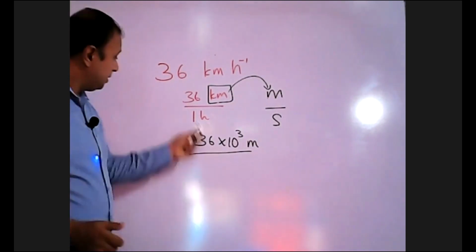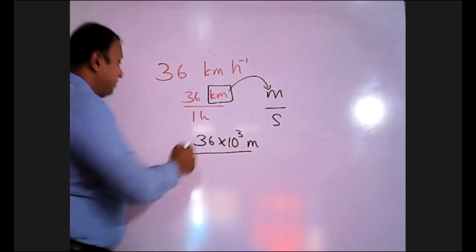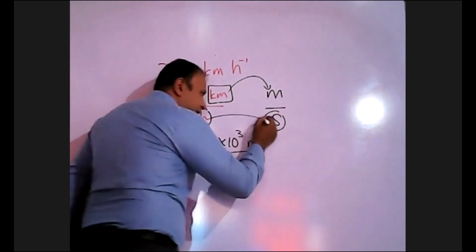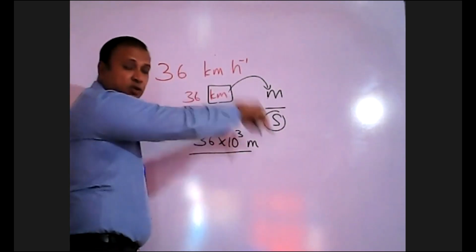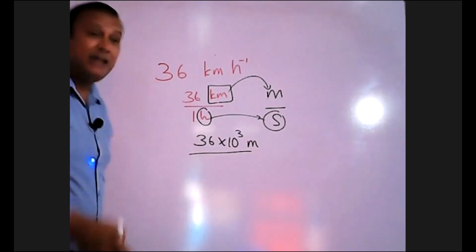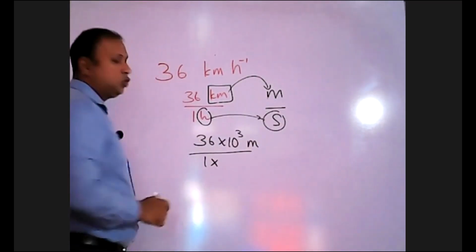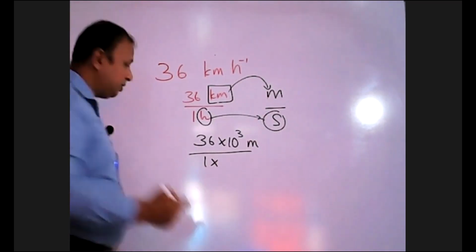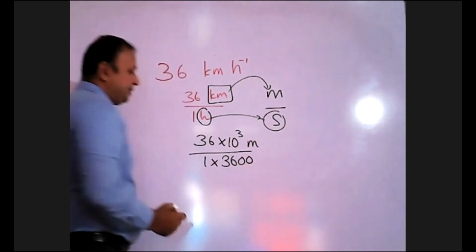Then again, hours to second. Again, this is a larger scale. This is a smaller scale. So you have to convert a large scale into a small scale. So you have to multiply that one by the ratio between these two, hours and second. The ratio is 3600.